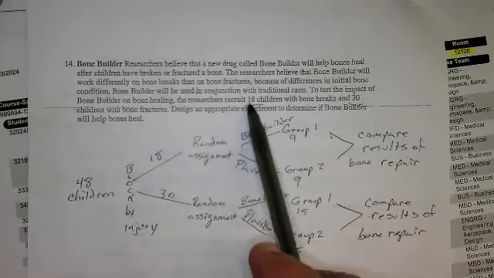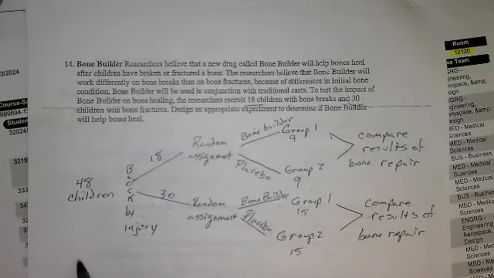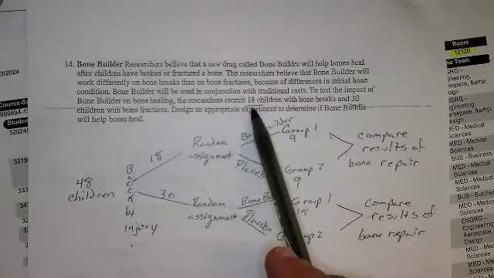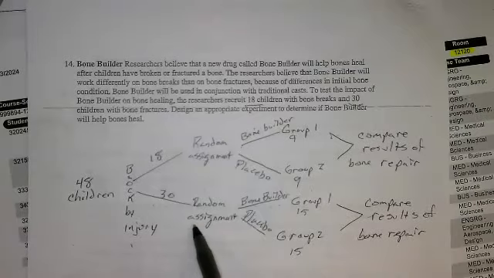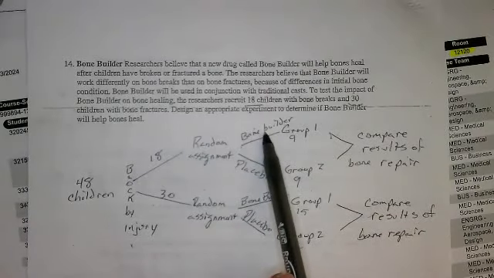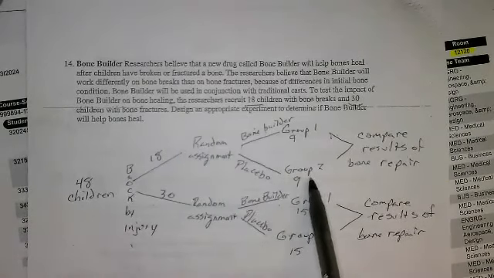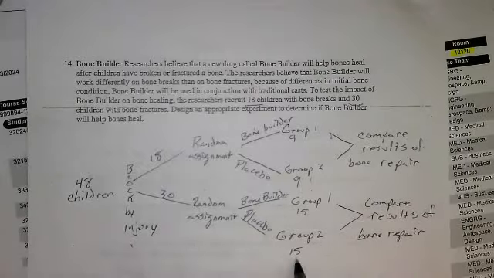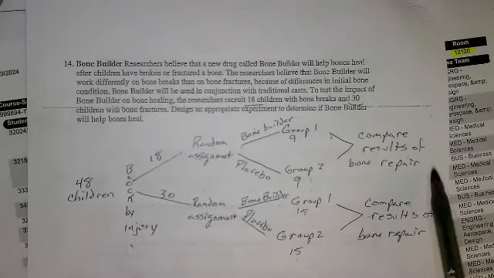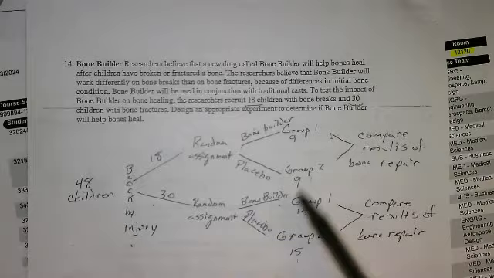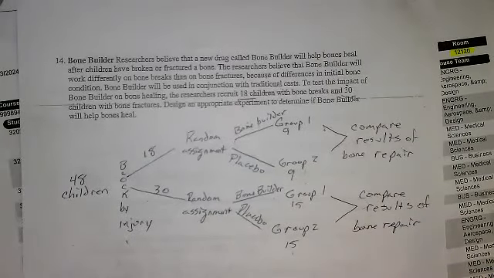So we're going to start out, we have 48 children, 18 and 30 make 48. And we're going to block by the injury. In other words, we're going to have 18 that had breaks and 30 that had fractures. Then from that group of 18, we're going to randomly assign 9 of them to Bone Builder and 9 to a placebo. And of the 30, we're going to assign 15 to Bone Builder and 15 to the placebo. Then after a certain amount of time, we will compare results of the bone repair. Obviously the children will be blinded during this. They don't need to know if they're getting something good or bad. They're just told they're getting the medicine.